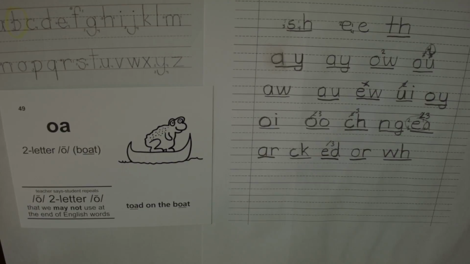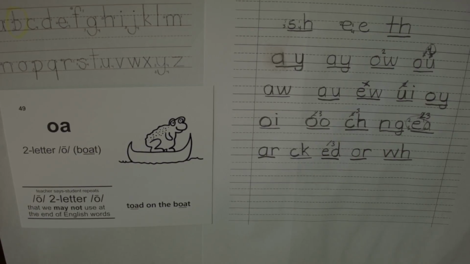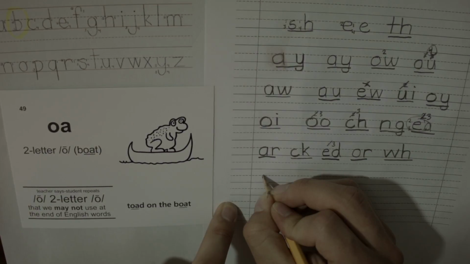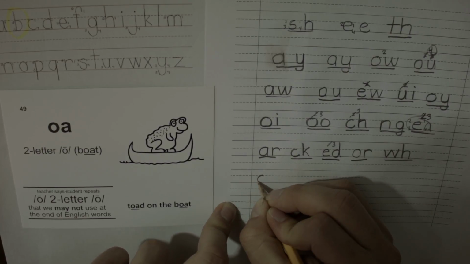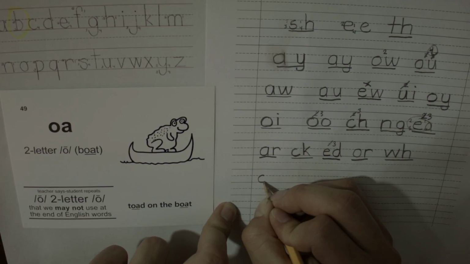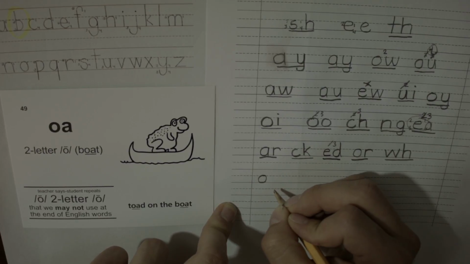All right, this is two-letter O. Two-letter O, as in boat. O, two-letter O, that we may not use at the end of English words. And for a mnemonic reference, toad on the boat. We are going to start at 1 on the midline, circle on over past 2, past 3, right on around 4 to the baseline, and back up to the midline to 1.